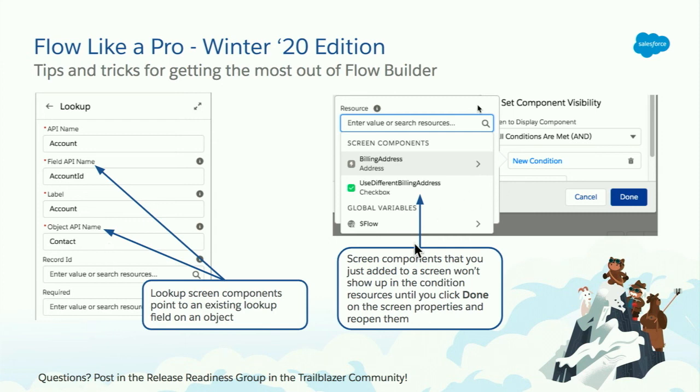And the other thing is, this one's a little embarrassing, sorry. When you add a screen component to a screen, like what I just showed with the toggle button, if I had just added the toggle button, you might notice it doesn't show up right away. We're fixing it. But for now, you have to close the screen properties using done and then reopen it, and then it will show up. It's a little bit weird, but we'll totally get that fixed.